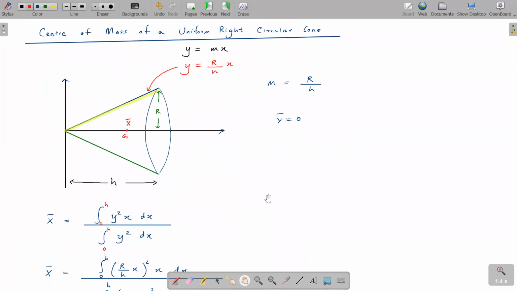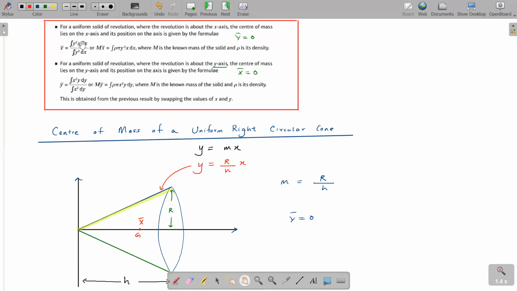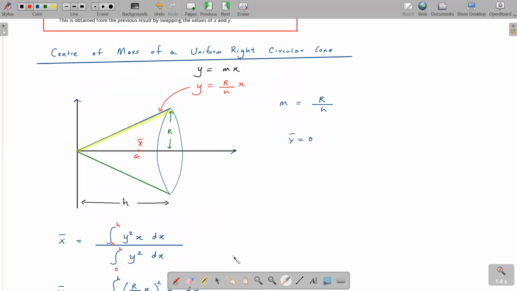All right, so I have written the equation here. X bar equals integration of y square x with respect to x over integration of y square with respect to x. Can you guys see? The integration is happening with respect to x, so I have used the x limit. Can you see? 0 to h. Integration of y square x dx, limits from 0 to h, and integration of y square dx, limits from 0 to h.